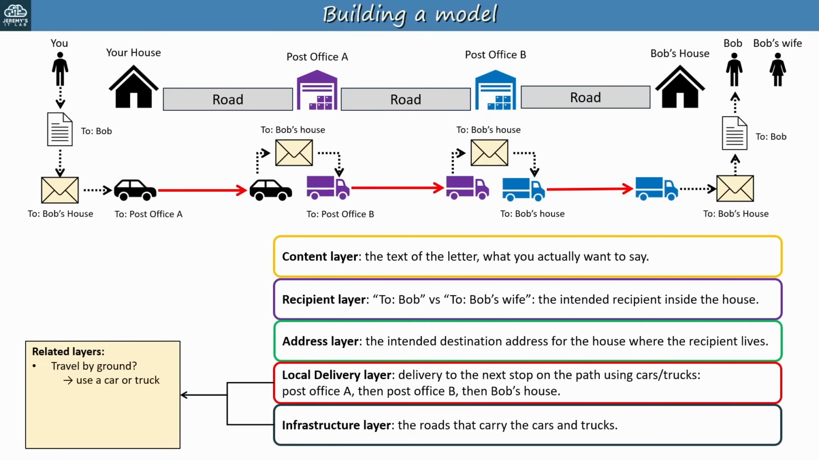If traveling over ground, local delivery uses a car or truck. If traveling in the air, local delivery uses an airplane. If traveling by water, local delivery uses a ship. And often the letter will travel over multiple kinds of paths in its journey. Ground, then air, then ground again, for example. You can either think of these 2 bottom layers as one combined delivery layer, or split them into 2 layers. And that's why some networking models use 4 layers, and some use 5.